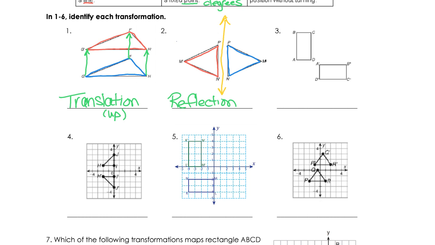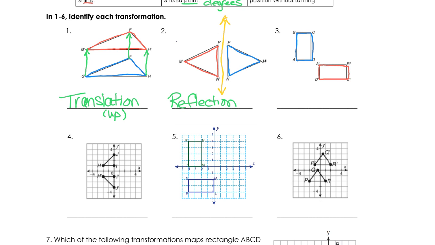Okay, and we could say over some sort of vertical line. But again, we're not on a graph, so we can't be as specific as we would like. In the number 3 here, we can see that this is our original rectangle, and this is our new rectangle.